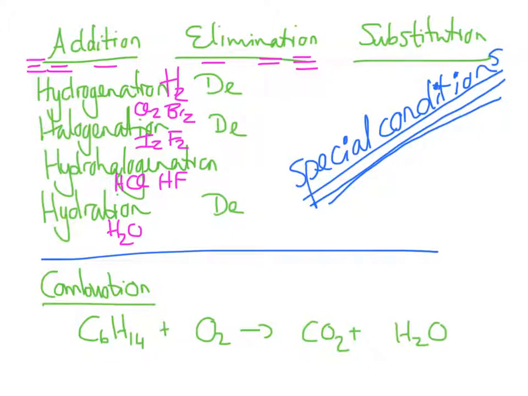Combustion reactions is when we're going to add oxygen and we get carbon dioxide and water as products. Remember, you're going to need to balance those reactions, and the way to do that is to first look at the carbons, then to look at the hydrogens, and finally to balance the oxygens. In this case, it works out to 2, 19, 12, and 14.